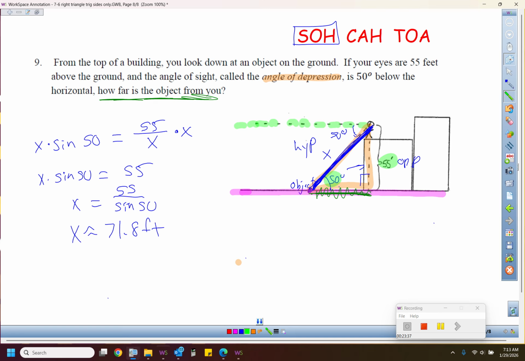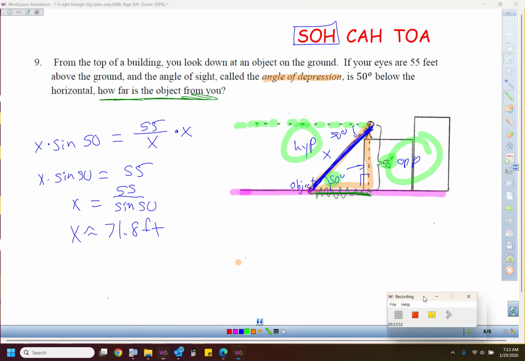So, yes, put all the little things in the picture, opposites, hypotenuses, all that stuff. Show all the work and make sure that calculator's in degree mode. Let us know if you can't get it there or if you have any other questions.